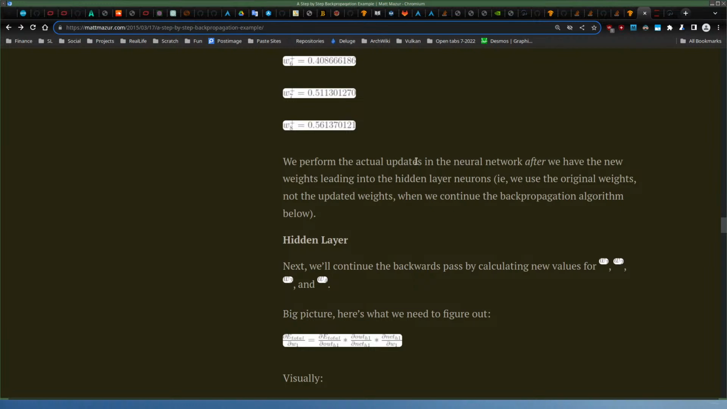To perform the actual updates in the neural network after we have the new weights leading into the hidden layer neurons, we use the original weights, not the updated weights, when we continue the backpropagation algorithm below. I don't get that. Seems they say the opposite.